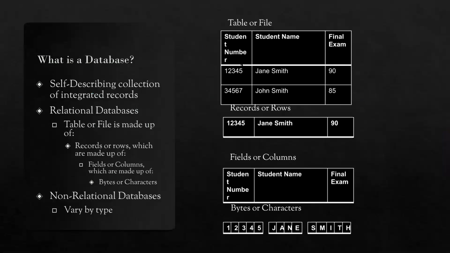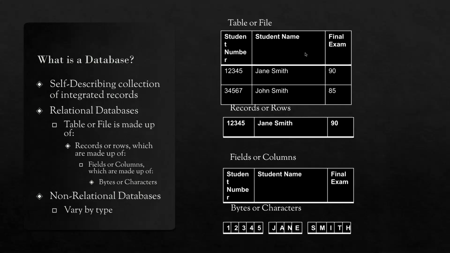So what exactly is a database? A database is a self-describing collection of integrated records. And with the relational database, it's made up of a table. The table is made up of records or rows. Those records or rows are made up of columns or fields. And those fields or columns are made up of bytes or characters. Now, a non-relational database, they vary by type. Okay? The focus of this course is really on relational databases.